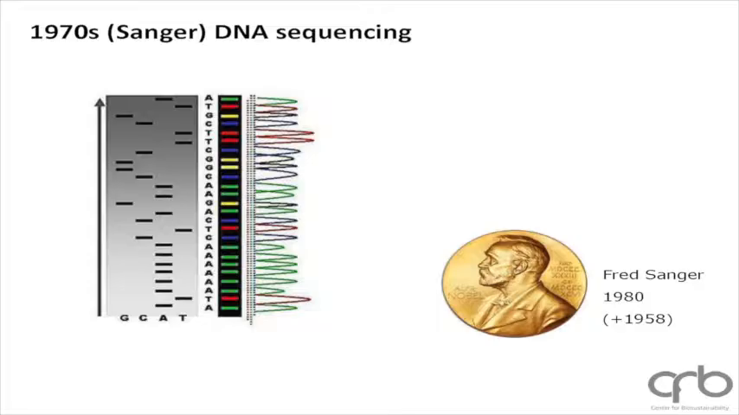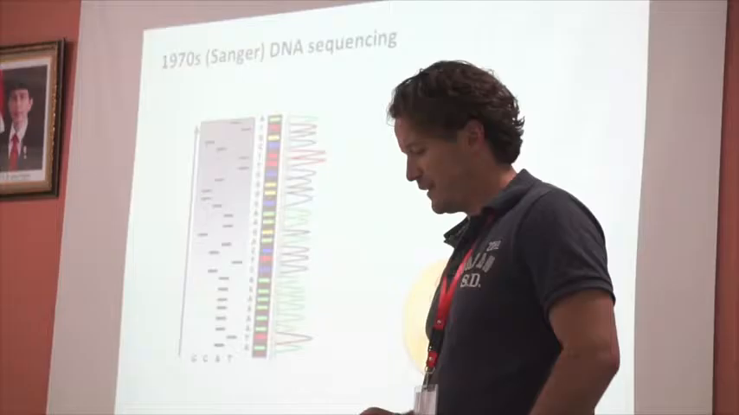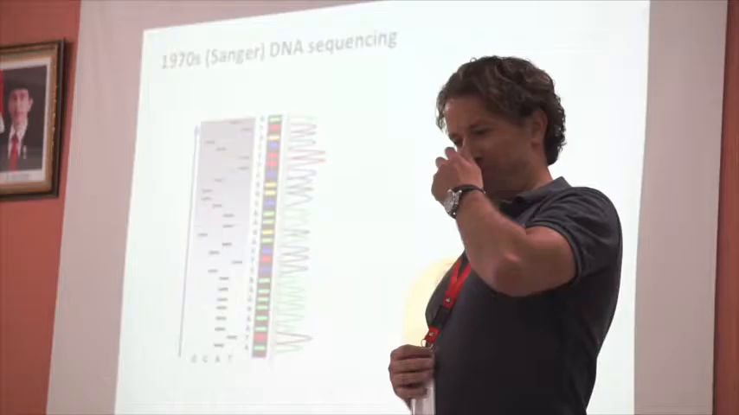Most people refer to this as the Sanger DNA sequencing technology. Developed in the early 70s, late 60s, I believe. 10 years later, Sanger got a Nobel Prize for this technology. Actually, it was his second Nobel Prize. That's pretty cool. He also had protein structure work. He's one of only two or three people who have actually gotten two Nobel Prizes within the same field.